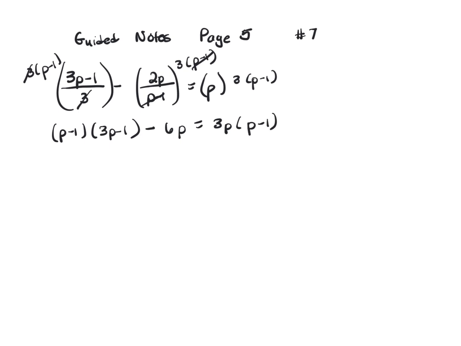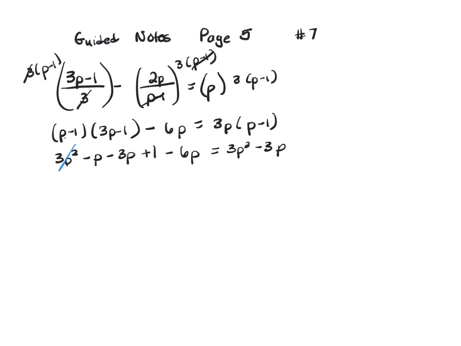Now, let's get rid of our parentheses by multiplying. P times 3p is 3p squared. P times negative 1 is negative p. Negative 1 times 3p is negative 3p. Negative 1 times negative 1 is positive 1. Minus 6p. Multiply again. 3p squared minus 3p.